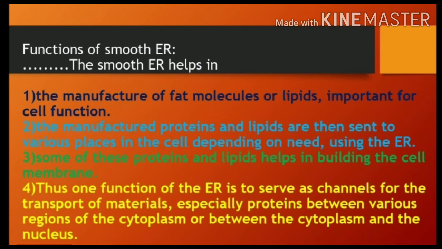and whichever the manufactured proteins and lipids are there, they are then sent to the various places in the cell depending on the need using the endoplasmic reticulum. Some of these proteins and lipids will help in building the cell membrane. Thus, one of the functions of the endoplasmic reticulum is to serve as channels for the transport of materials, especially proteins, between various regions of the cytoplasm or between the cytoplasm and the nucleus.